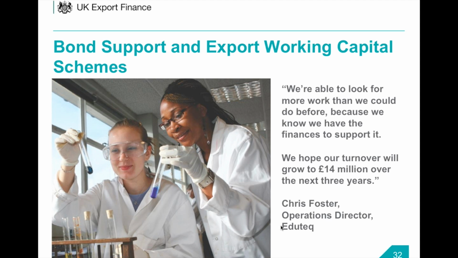So in this case, the bank was unable to increase the working capital facility, so they came to us for help. We agreed to guarantee half of the performance bond through our bond support scheme, with the company's bank agreeing to guarantee the other half. We also agreed at the same time to guarantee half of the bank's working capital facility through our export working capital scheme, and this enabled the bank to double the amount available to Edutech.